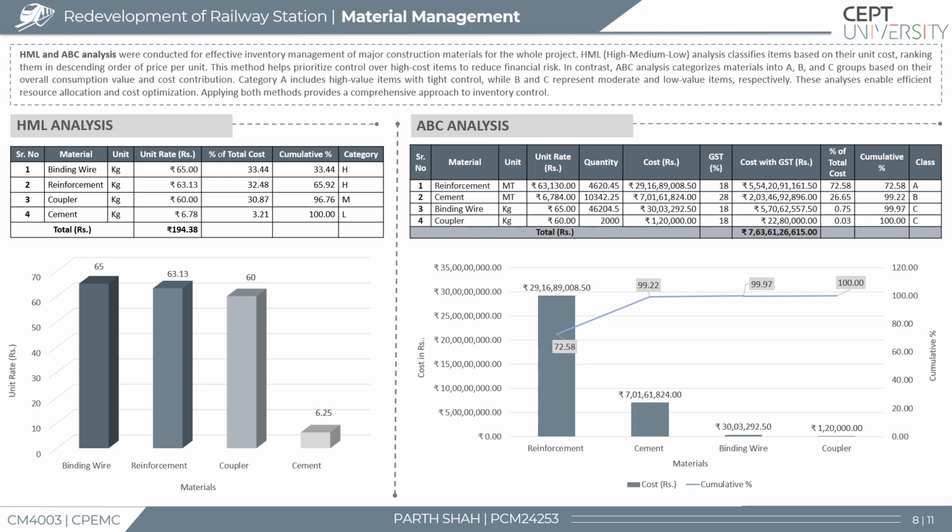Using these methods, items were prioritized for tighter monitoring, helping to reduce overstocking of costly items while ensuring uninterrupted supply of frequently used ones. Using both the methods improves both cost control and operational efficiency. This analysis enabled the team to prioritize, monitor, and avoid unnecessary stock accumulation of high value or frequently used items.